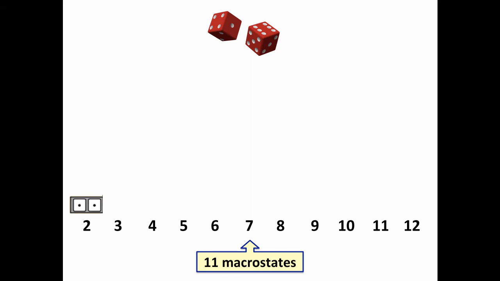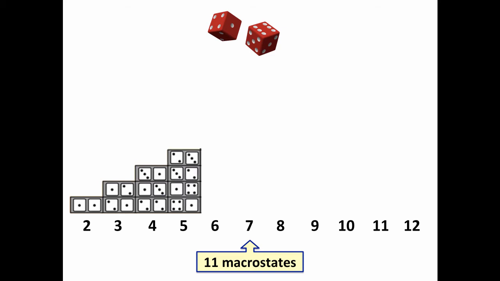Well, there's only one way we can get a 2. We get a 1 on both of the dice. There's 2 ways we can get a 3. We get a 2 on one and a 1 on the other, or vice versa. There's 3 ways we can get a 4: a 3 and a 1, a 1 and a 3, or a 2 and a 2. There's 4 ways we can get a 5: a 4 and a 1, a 1 and a 4, a 3 and a 2, and a 2 and a 3, and so on.